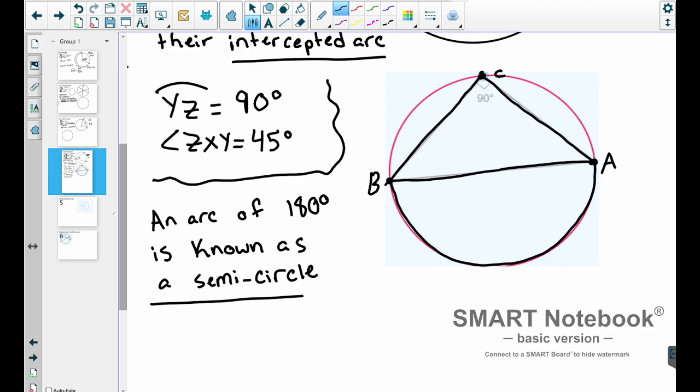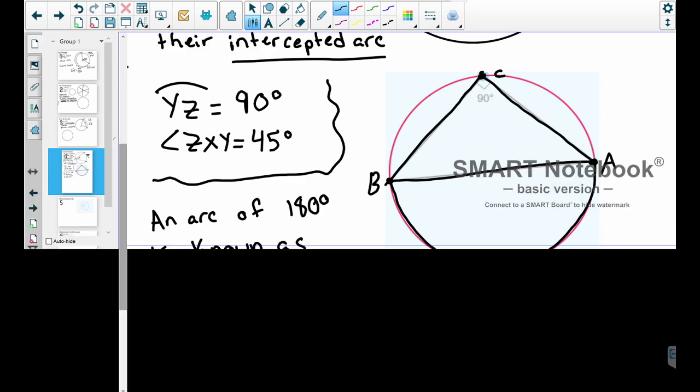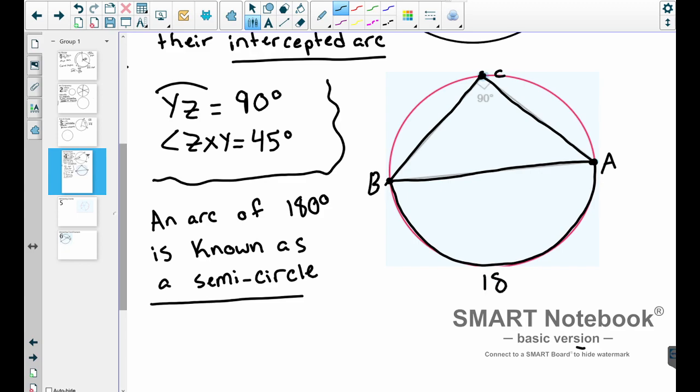So what are we getting at here? We have a 180 degree arc here, created by AB. And we have this inscribed angle that meets the 180 degree arc, also known as a semicircle, at its endpoints. In this case, it will always equal 90 degrees.